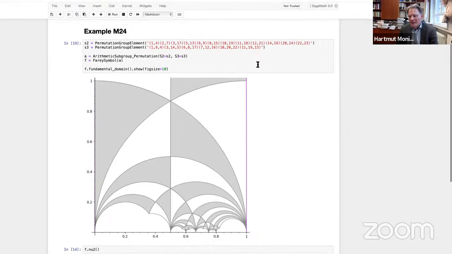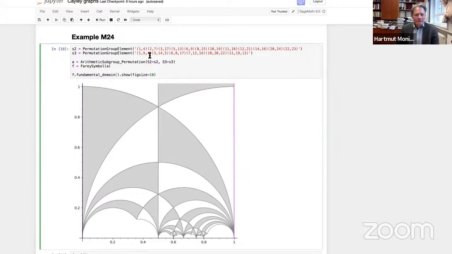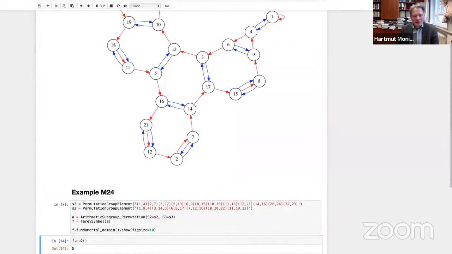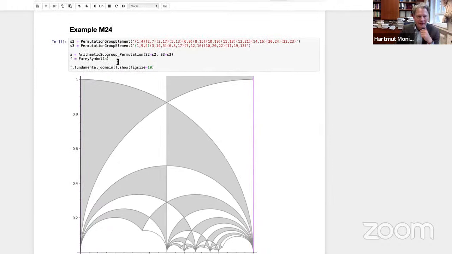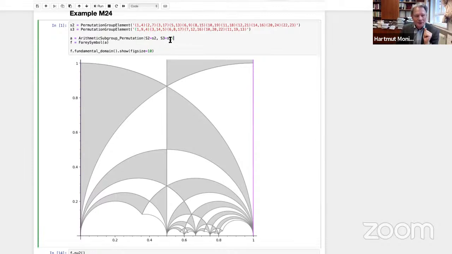So let me come back to the Farey symbol. I'm not sure you envisioned this when you were writing your paper on Farey symbols. But here, let's take two permutation group elements, S2 and S3: one permutation of order 3, one permutation of order 2. Then you can define with SAGE an arithmetic subgroup via this permutation that solves the word problem, but I'm not going to say much more about it here.